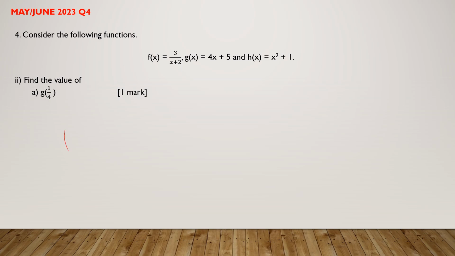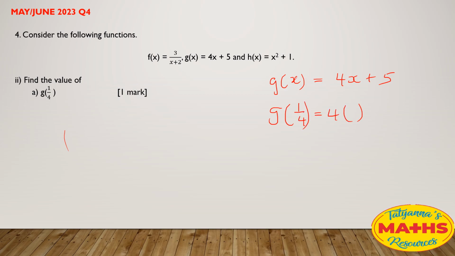All right, part 2, it says find the value of g of 1 over 4. So g of x is equal to 4x plus 5. So what is g of 1 over 4? We're going to substitute. We're going to write our 1 over 4, a quarter. So we're going to cancel: 4 into 4 is 1. So we're going to have 1 plus 5, which is 6. So the answer here is 6, 1 mark.